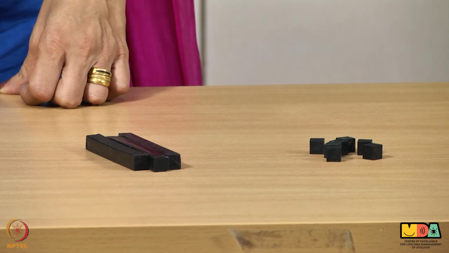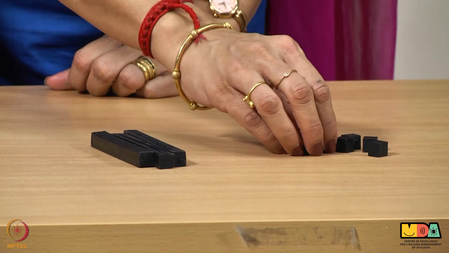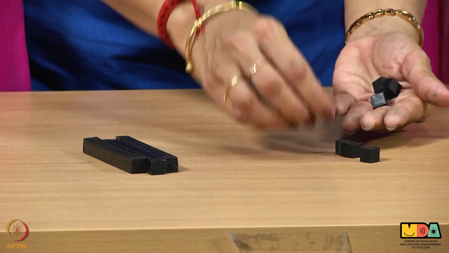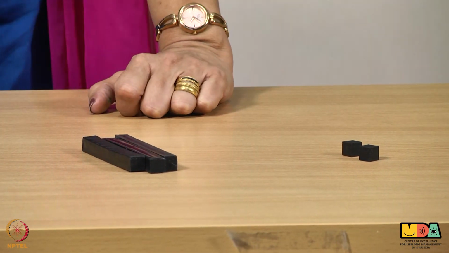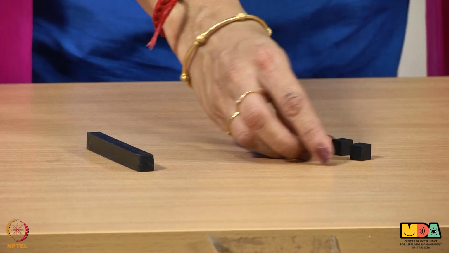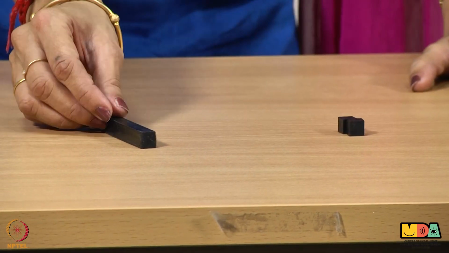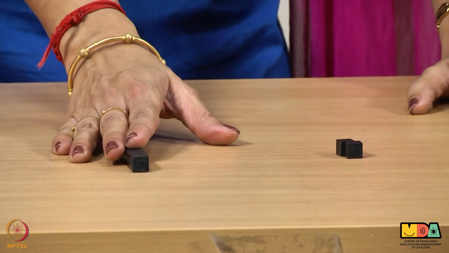Well, how many should they take away? 5 from the units. So, let them take away 5 from the units. 1, 2, 3, 4, 5. Okay. And how many should they take away from the tens? They have to take away 2 from the tens. So, how many are they left with? They are left with 2 in the units and 1 in the tens. That means the answer is 12.